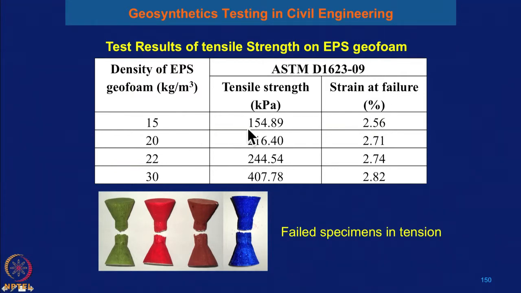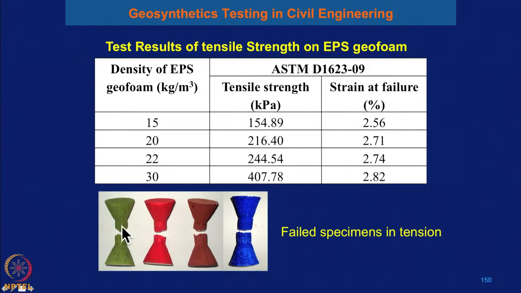So, for this tensile strength value, the strain value is 2.56 percent for the case of 15 EPS, and the strain value is 2.71 percent for 20 EPS, and for EPS density of 22 kg per meter cube, the strain at failure is 2.75 percent. And for 30 EPS density, the strain value is 2.82 percent. This is the strain at failure.